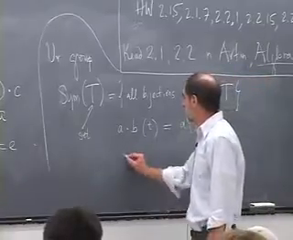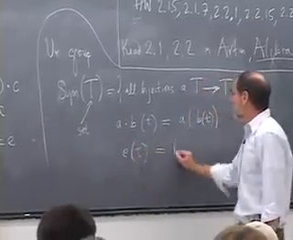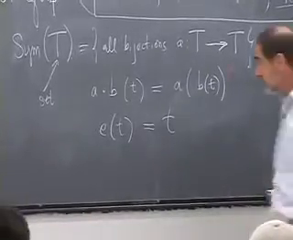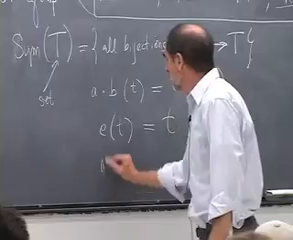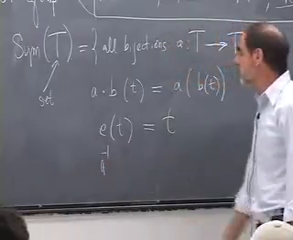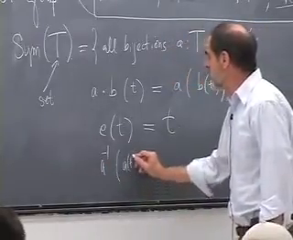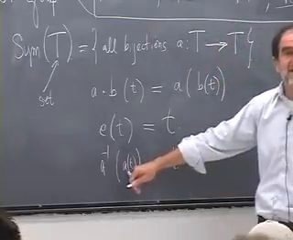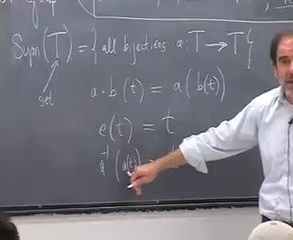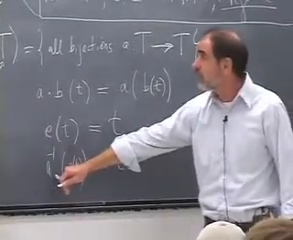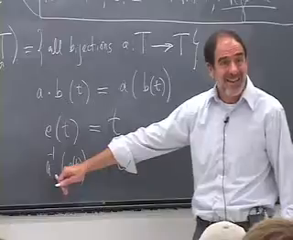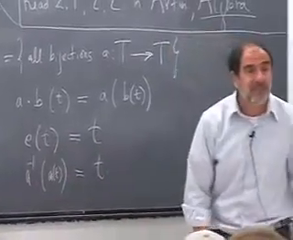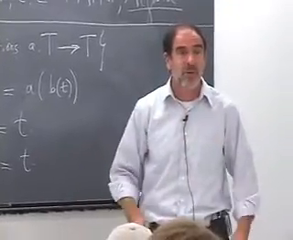The identity element is just the bijection that takes every element in the set to itself. And the inverse element, A inverse, is defined as the element that takes the element A of T back to the element T. And since every element in the set can be written as A of T, uniquely, because A was a bijection, this defines a bijection of the set T, and it clearly has the property that when you compose it with A, you get to E. You have to check in the opposite direction, but it also works.